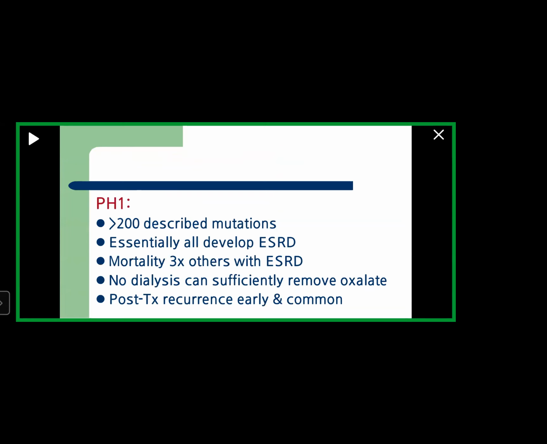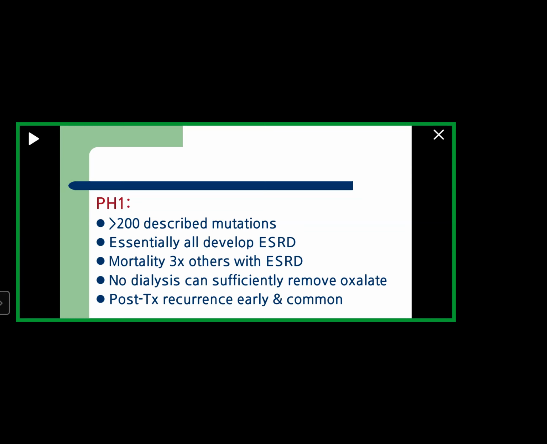In type 1, there are more than 200 described mutations, and essentially all develop end-stage kidney disease. And even when they develop end-stage kidney disease, those with end-stage kidney disease due to primary hyperoxaluria type 1 have threefold the mortality of other patients with end-stage renal disease that's not due to primary hyperoxaluria type 1.